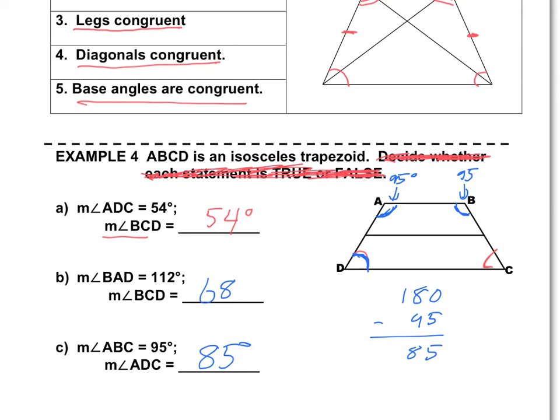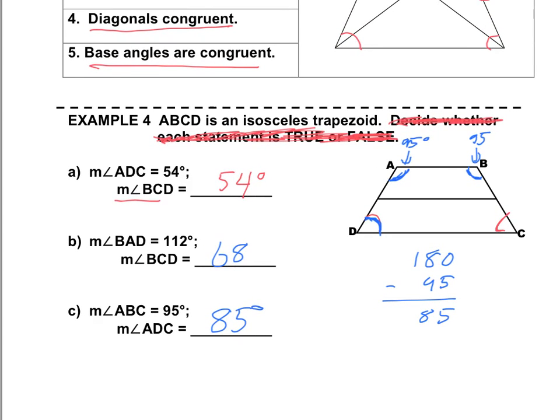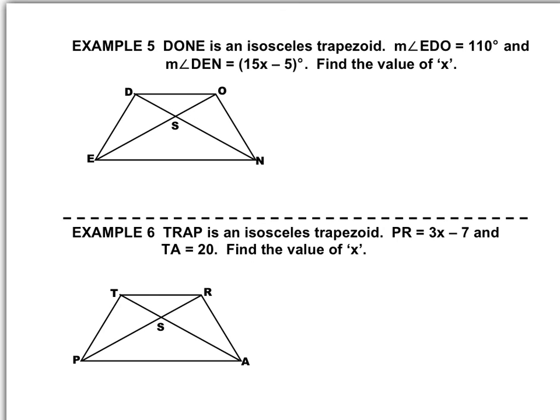Okay? All right. We are very close to being done. Very close to being done. Let's do the next page together. How funny. The name of this trapezoid is Done. Because we're almost done.